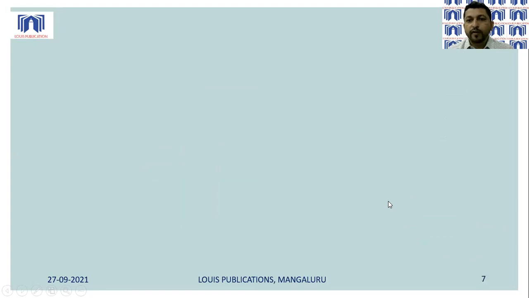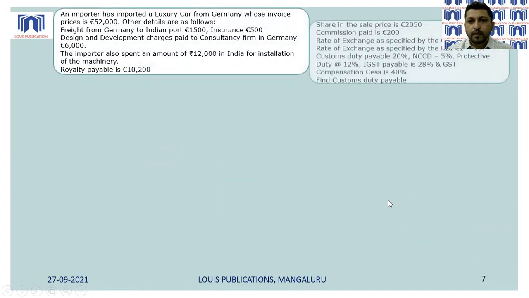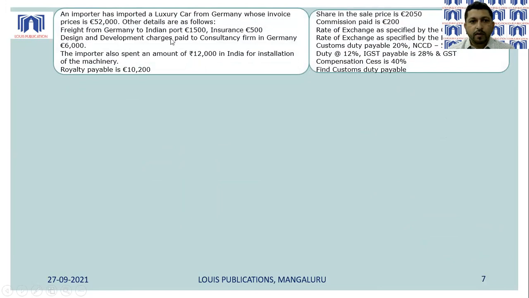Let's solve a problem now. Let's take this example. An importer has imported a luxury car from Germany whose invoice price is euro 52,000. Other details are as follows. Freight from Germany to Indian port is euro 1,500. Insurance is 500 euros. Design and development charges paid to a consultancy firm in Germany, 6,000 euros.